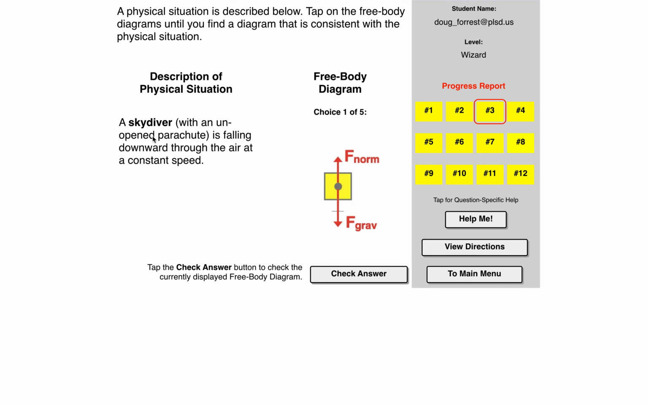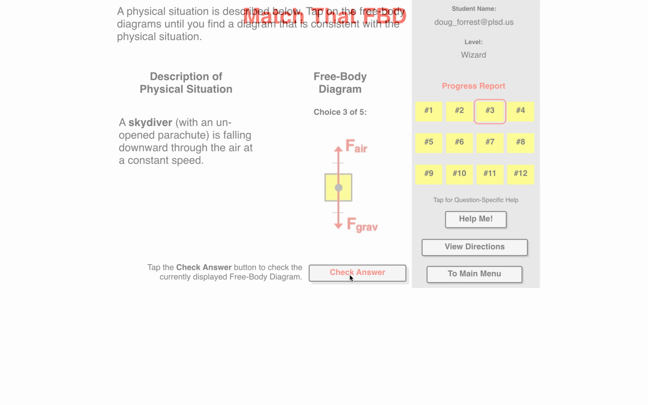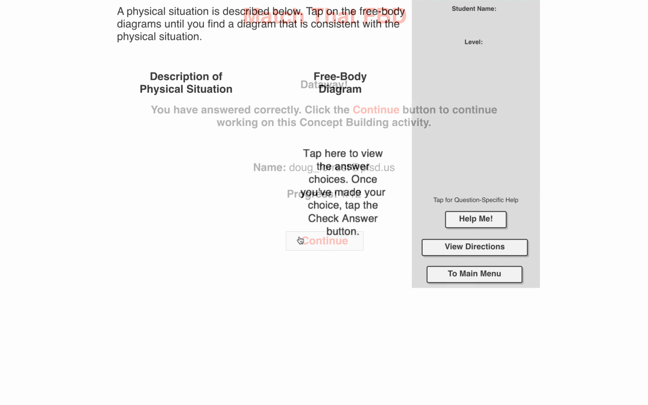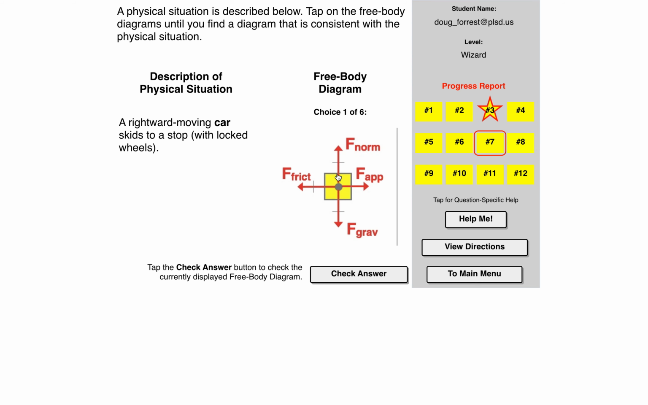So we've got a skydiver with an unopened parachute. It's falling downward through the air at a constant speed. That means they're at terminal velocity. So the normal force would indicate they're on the ground. That would not be correct, so I'll tap that again. This air resistance looks reasonable, except it says they're going at constant speed, and therefore these are not the same length. This seems more correct. So the skydiver reaches terminal velocity. I'm going to check that answer. And data away, baby.